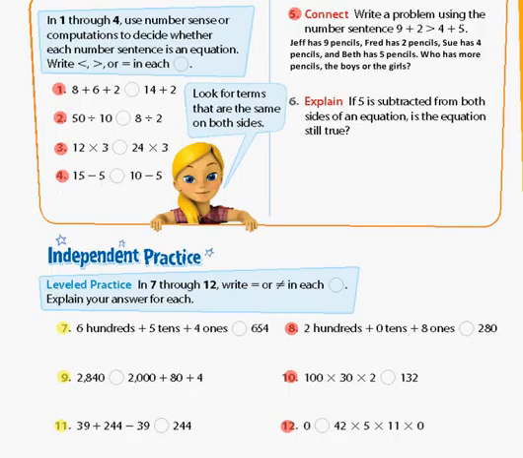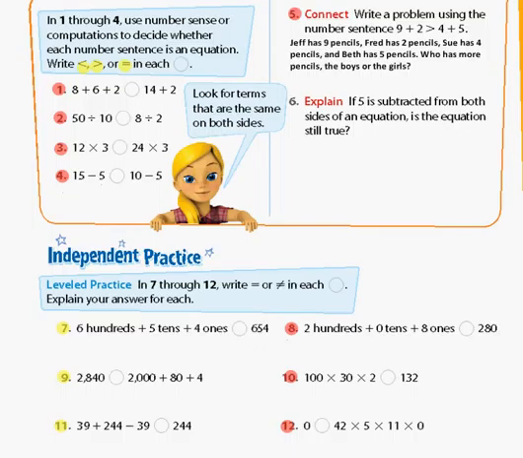Right now is all operations. The first thing we're going to be talking about is equations. We're trying to see if we're going to be putting the symbols less than, greater than, or equal to in the circles on these. So on the first problem right there, I've got 8 plus 6 plus 2 equals 14 plus 2, or is there whatever symbol goes in there.